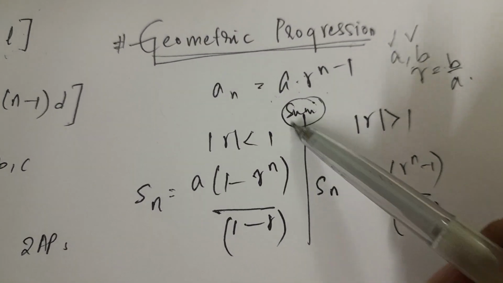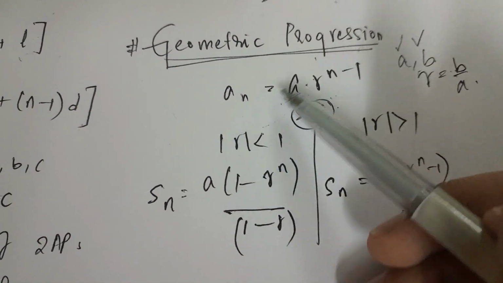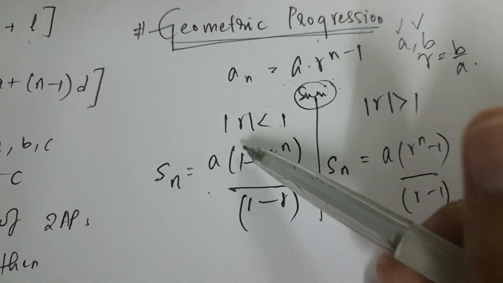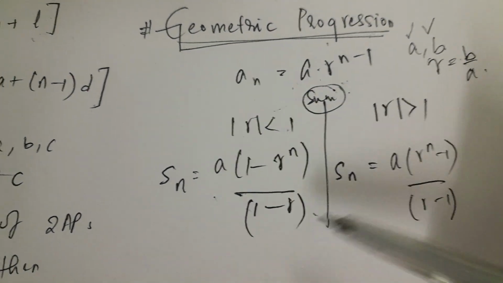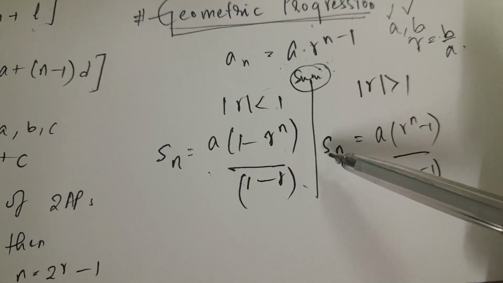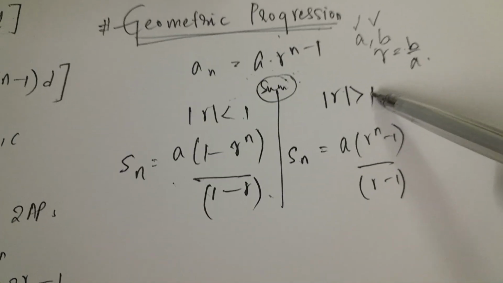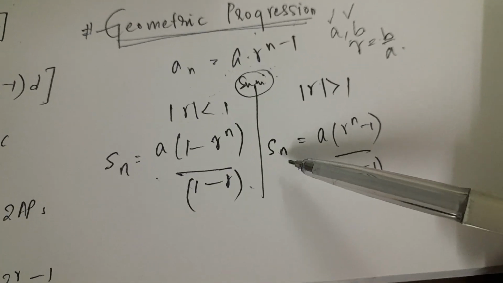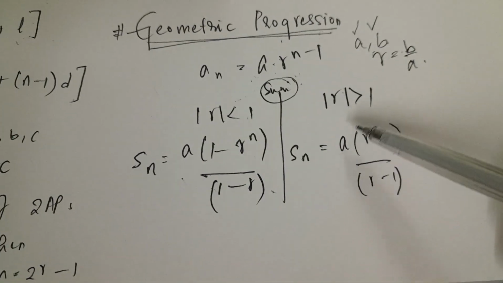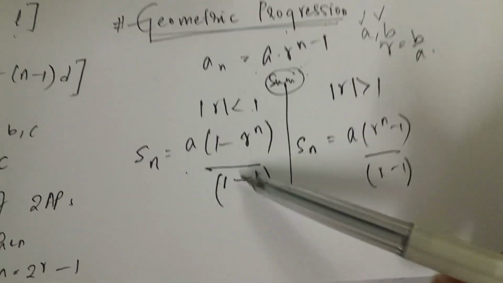And for the sum up to the nth term, we have two cases in geometric progressions. So let's say that the absolute value of the common ratio is less than 1, and use this formula, which is a times 1 minus r to the n over 1 minus r, because r is less than 1, so you get a positive value. And let's say, well, you don't have to get a positive value, but okay, the absolute value of r is greater than 1, then you use this formula, which is the sum equals a times r to the n minus 1 over r minus 1. And once again, a is the first term, r is the common ratio, and n is the term to which you need the sum.